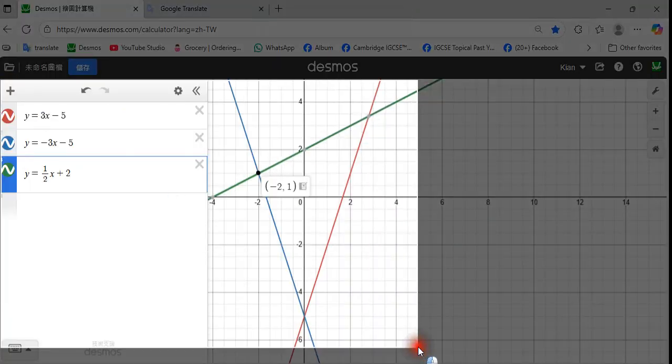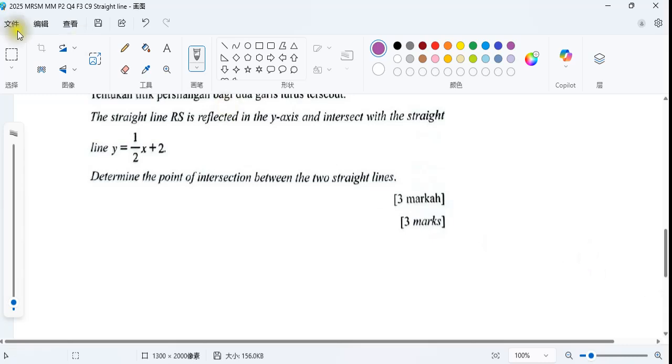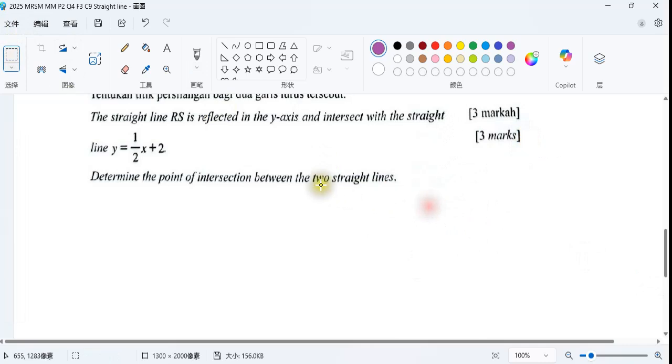So this is Form 3 Chapter 9, Straight Line. Form 3 Chapter 9.